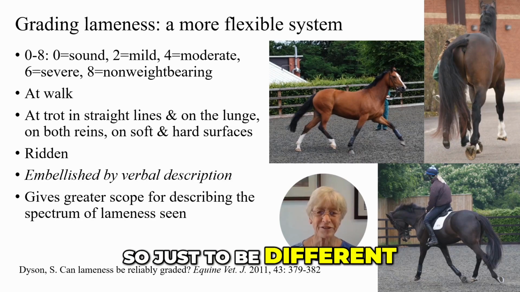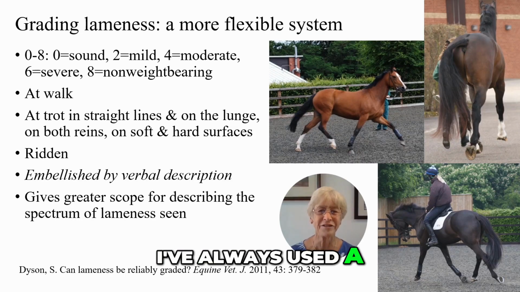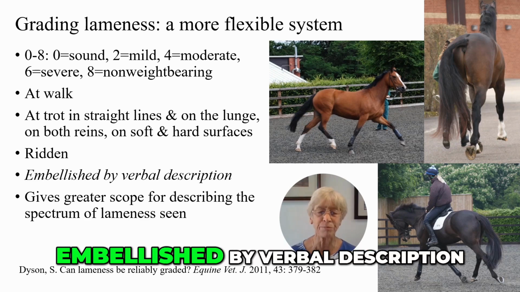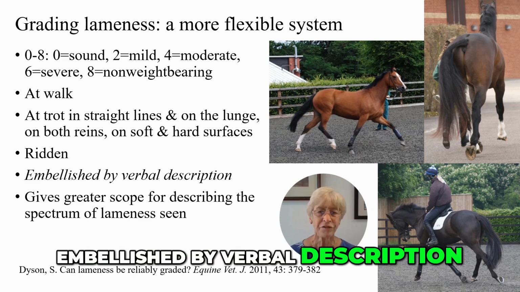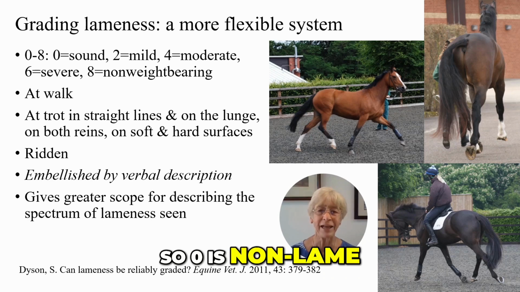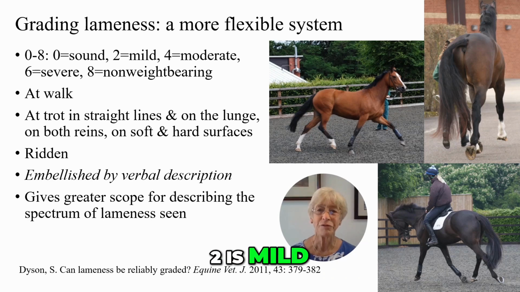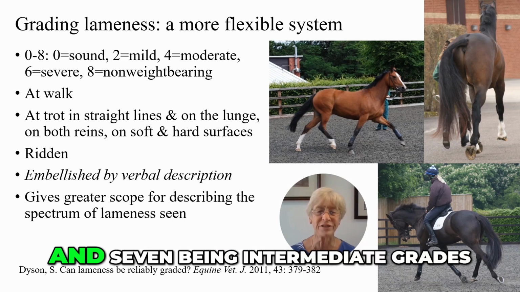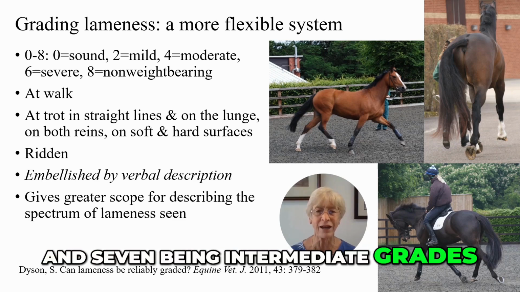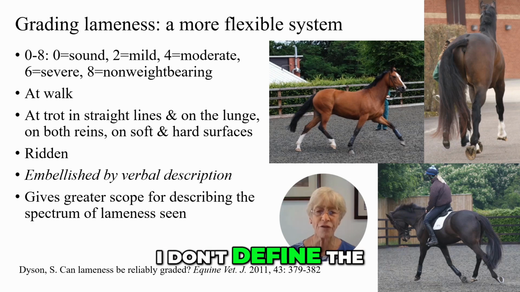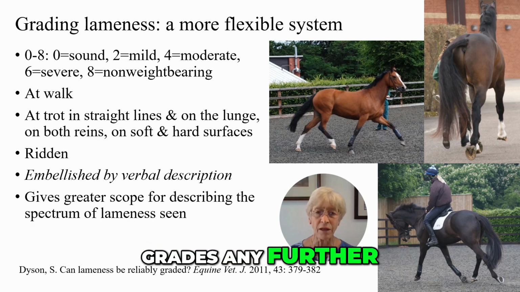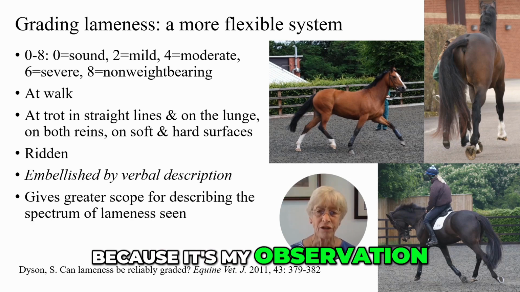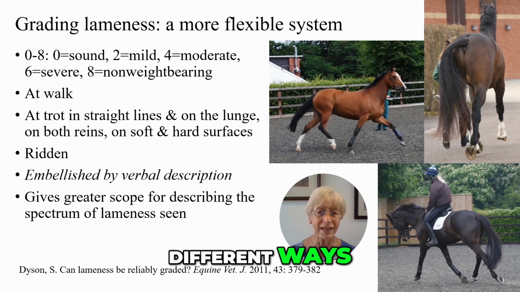So just to be different, I've always used a 0 to 8 scale, which has also been embellished by verbal description. So 0 is non-lame, 2 is mild, 4 is moderate, 6 is severe, and 8 is non-weight bearing, with 1, 3, 5, and 7 being intermediate grades. I don't define the grades any further because it's my observation that horses adapt in different ways.